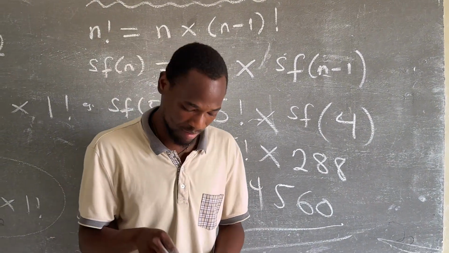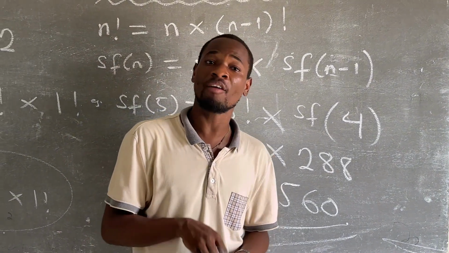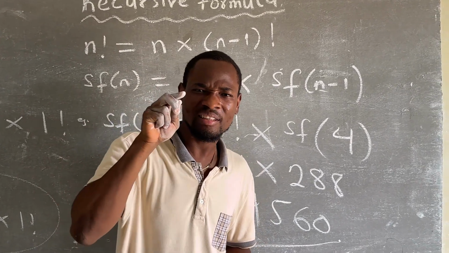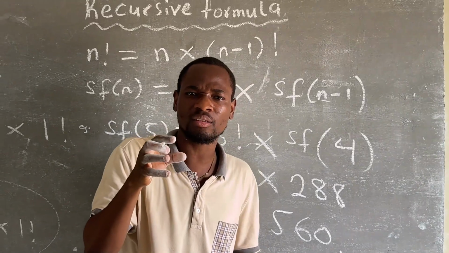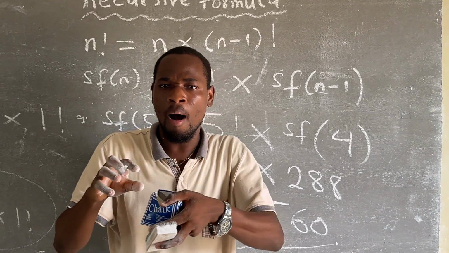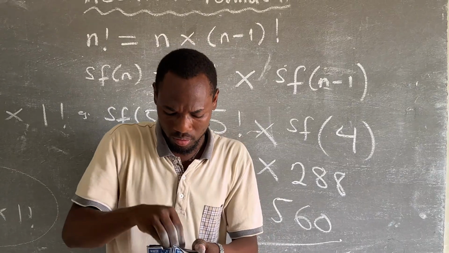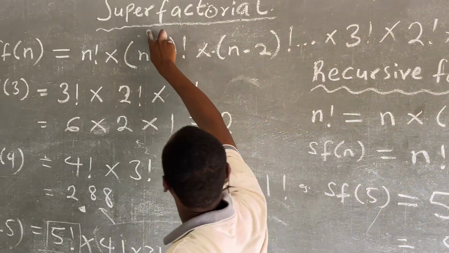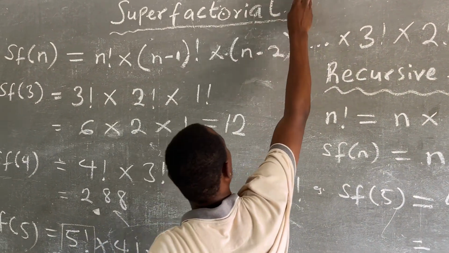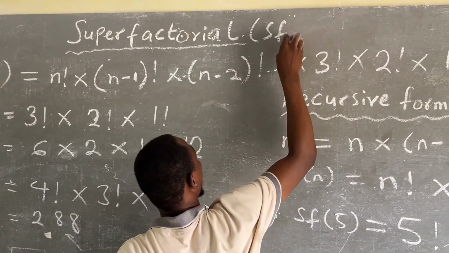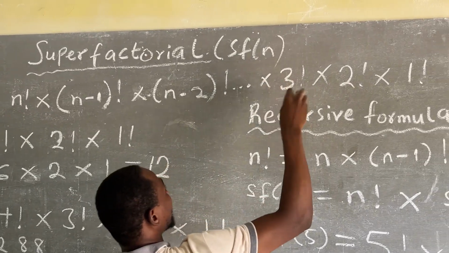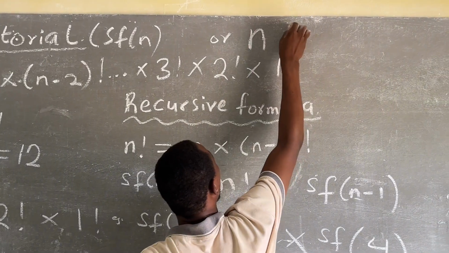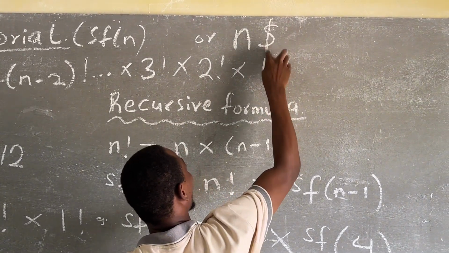When I meet you next time, I'm also going to upload a video on subfactorials. But it has a different notation. Look, for this type of factorial, this is the subfactorial, and we said it's SF of n. Now the other subfactorial is denoted by this: we have the n and the dollar sign over here.